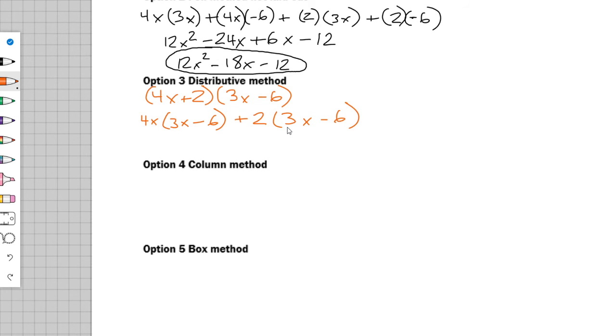So we're going to distribute. 4x times 3x is 12x squared, 4x times negative 6 is going to be negative 24x. 2 times 3x is going to be positive 6x. And 2 times negative 6 is going to be negative 12. And if we simplify that, we will get the same answer. We've already done it once up here, actually twice up here, so I'm just going to leave this and just know that it simplifies to the correct answer of this.